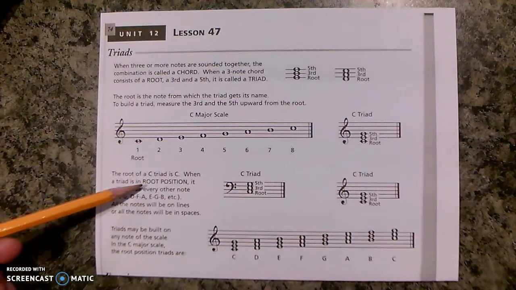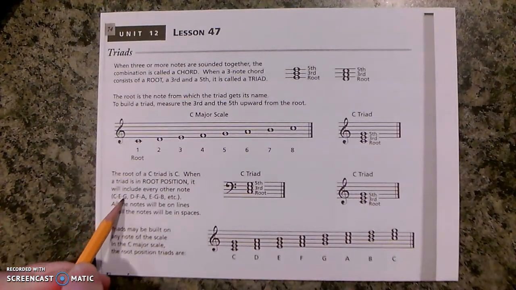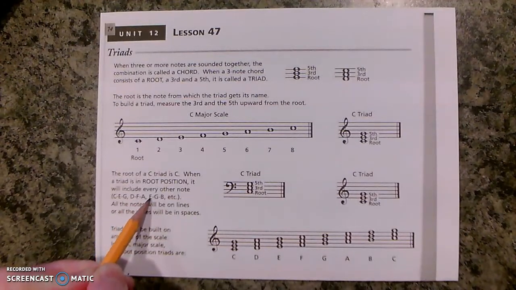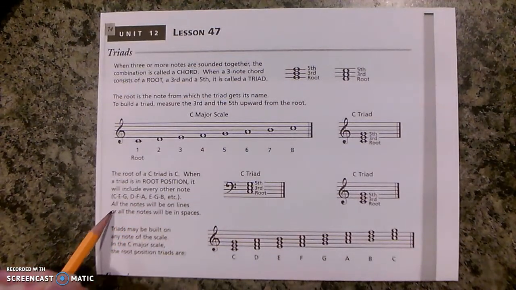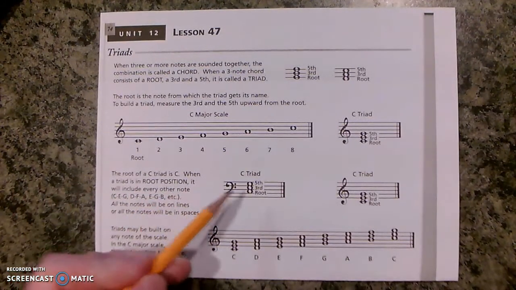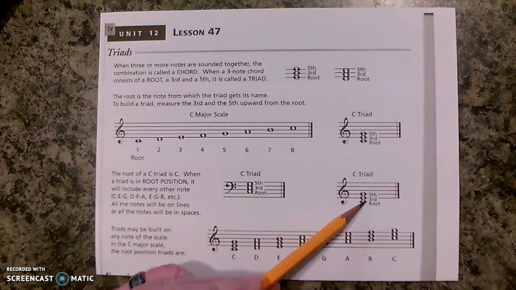When a triad is in root position, it will include every other note. For example, a C triad would be C, E, G. A D triad would be D, F, A. An E triad would be E, G, B, and so on. All of the notes will be on lines, or all of the notes will be on spaces. See how these are all on spaces, and these are all on lines?